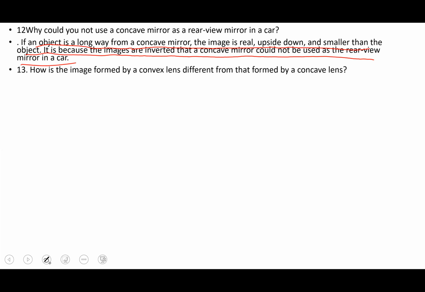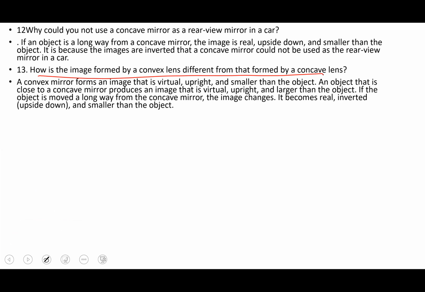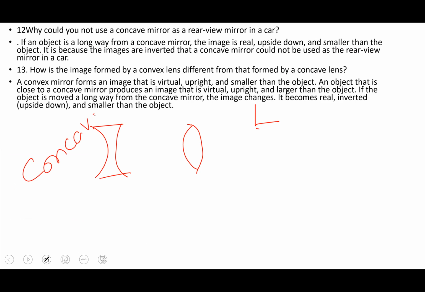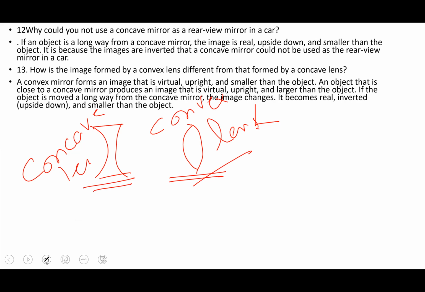Question number 13, it says, how is the image formed by a convex lens different from a concave lens? Now this is the question. Let us answer this question now. Let us draw the concave lens, which is like this. This is the concave lens, and this is the convex lens, like this. So these are the two lenses. This is for converging and this is for diverging.